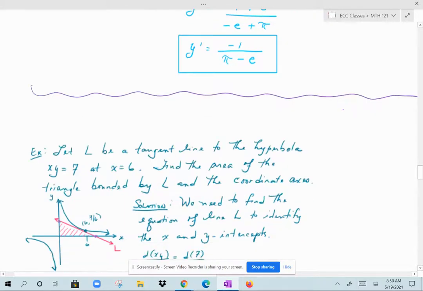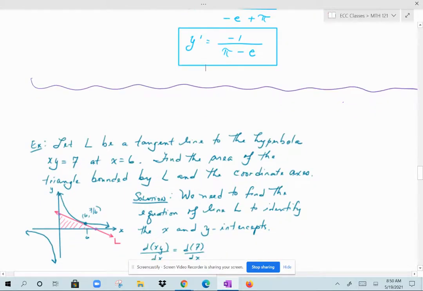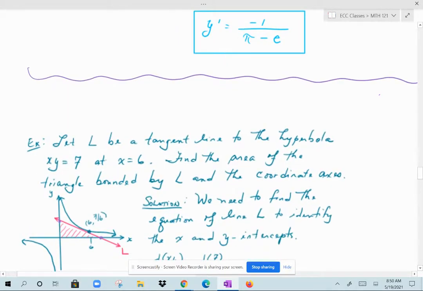This is kind of a unique problem that I wanted you to see. So this problem says, let L be a tangent line to the hyperbola xy equals 7. This is also implicitly defined. You could take the derivative either implicitly or explicitly. So L is a tangent line to xy equals 7 at x equals 6. So you can see that right here. The tangent line is in pink. My hyperbola is in this bluish green color.